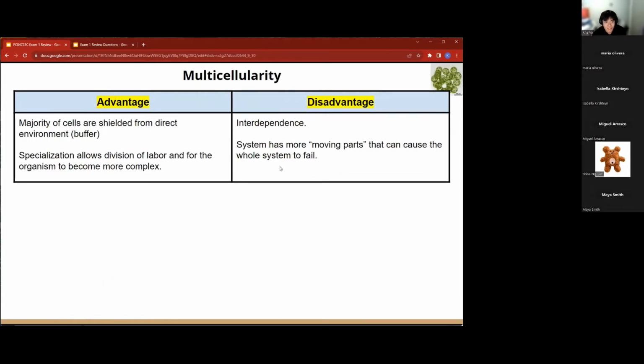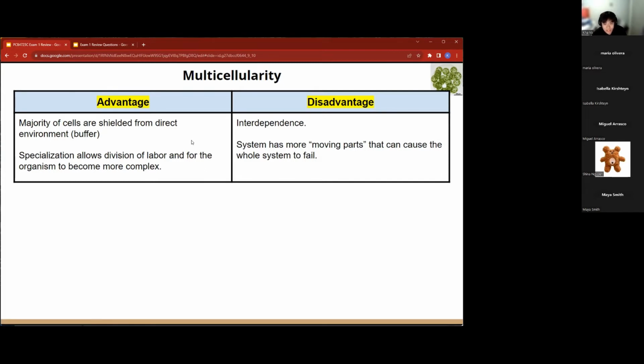So next, let's talk about multicellularity. Why is this an advantage? This is an advantage because most of your cells are shielded from the direct environment. The tissue responsible for shielding your cells or your body is going to be epithelial cells. Epithelial cells are found at interfaces between different environments, for example, the outside environment and the inside environment of your body. And it also allows for specialization. Specialization allows for division of labor and an organism to become more complex. You can have limbs, you can move. For example, those light bugs, they can light up.